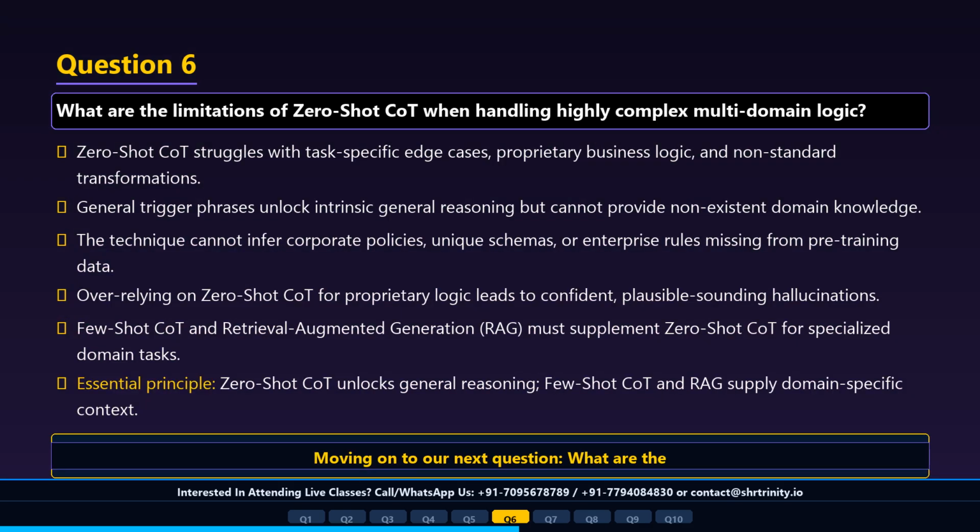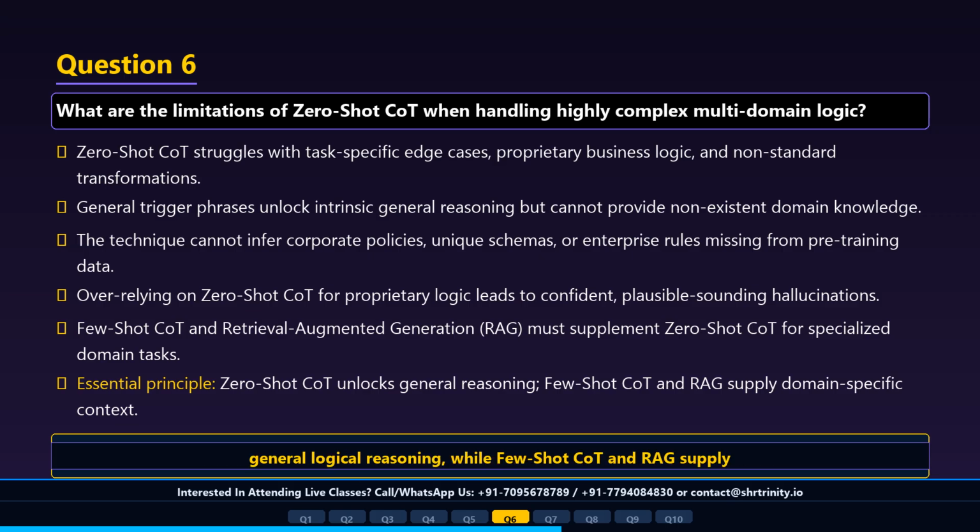Question 6. What are the limitations of zero-shot CoT when handling highly complex multi-domain logic? Zero-shot CoT struggles when tasks involve domain-specific edge cases, custom business rules, or non-standard logical transformations that require explicit exemplar demonstration. While "Let's think step by step" activates general reasoning patterns, it cannot inform the model about proprietary business logic or unique enterprise data structures that did not exist in its pre-training data.